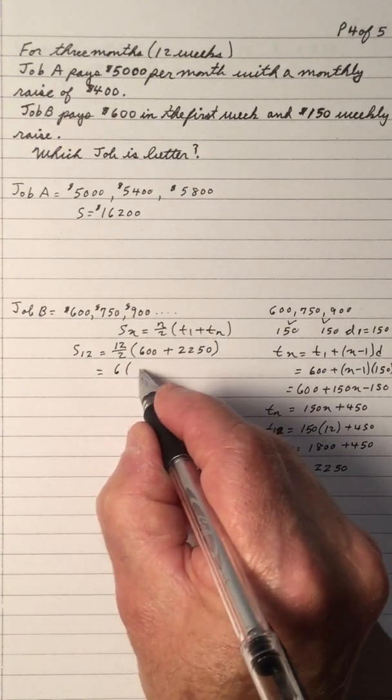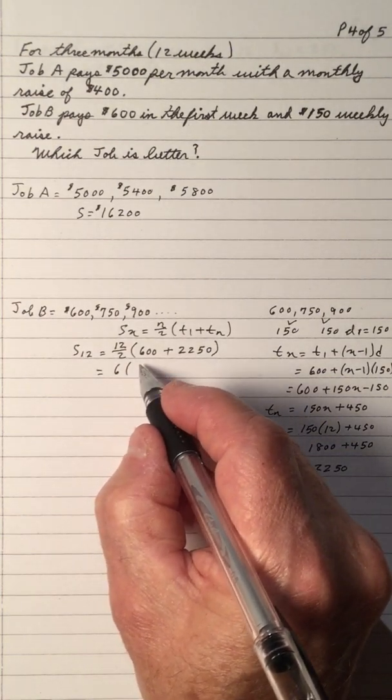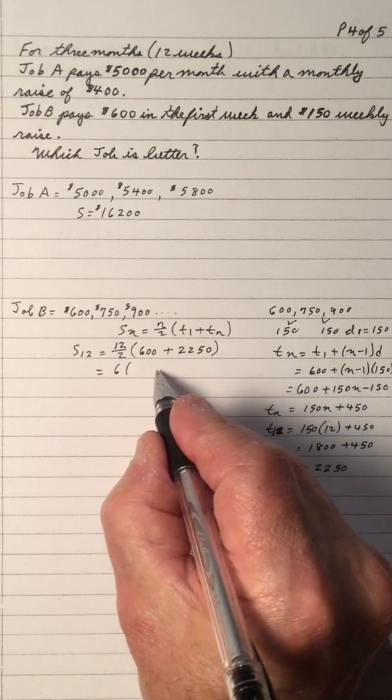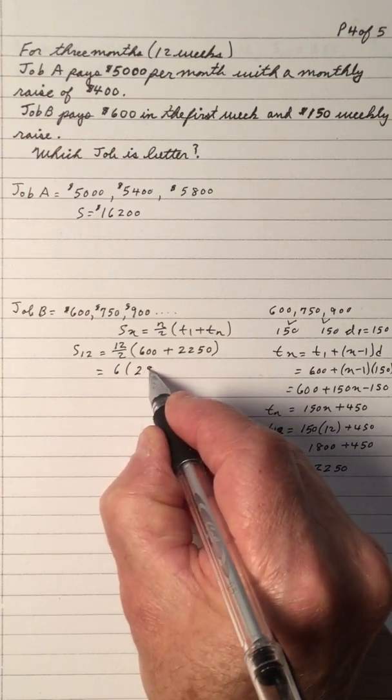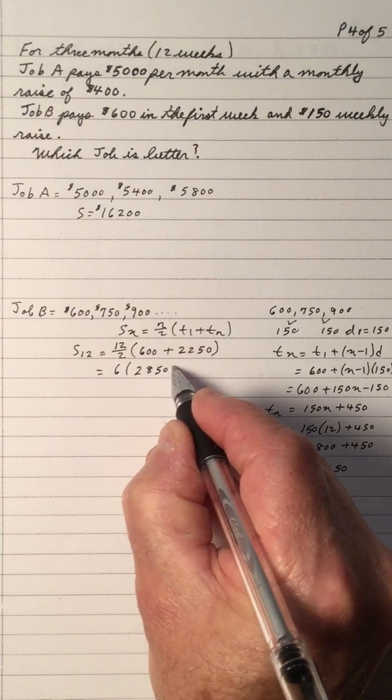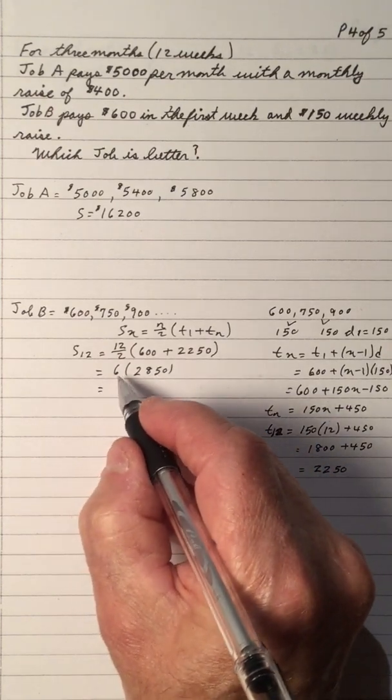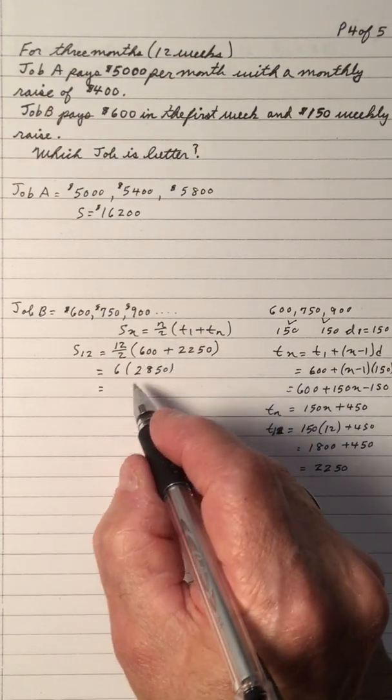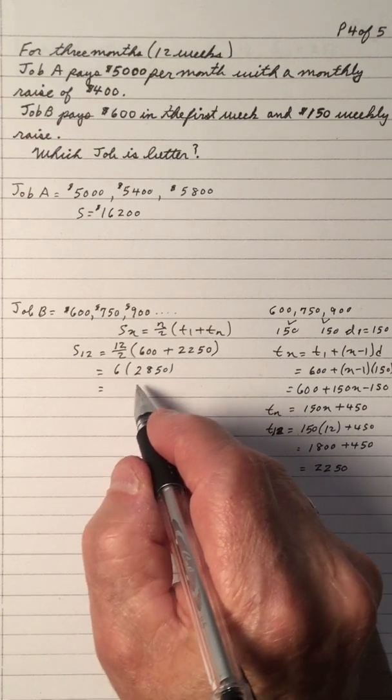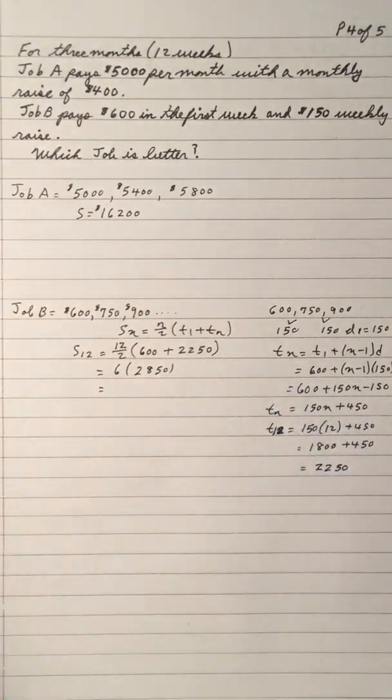So that's 6, add on, and when we add that up, we get 2850, and 6 times that will give us how much? I use my calculator on that. 2850 times 6. Oops, I haven't got my calculator on. 2850 times 6.